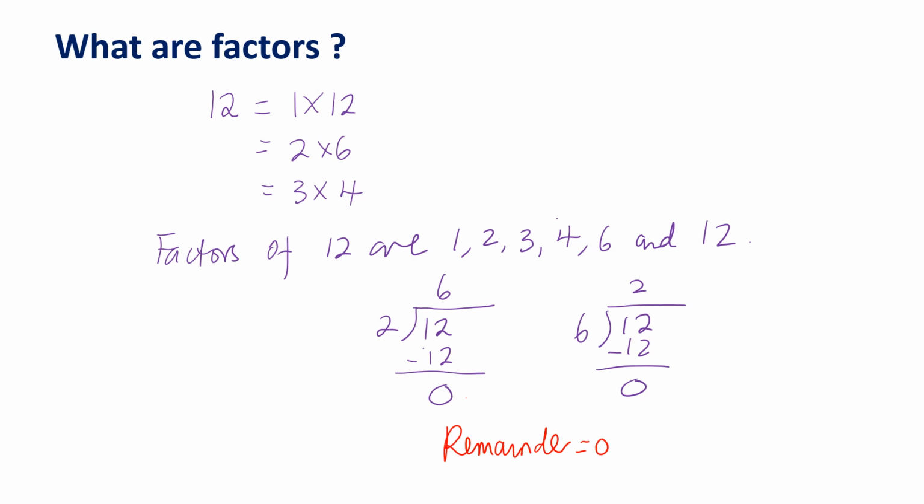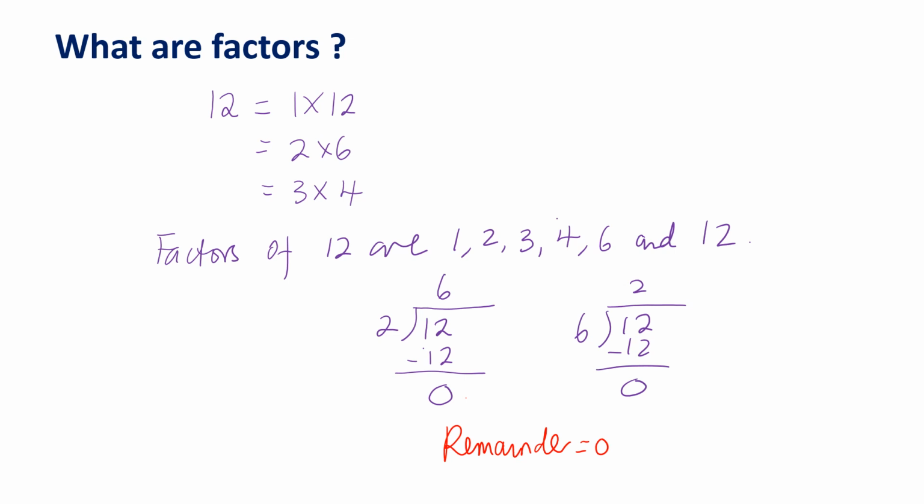In other words, 6 is a factor of 12, so 12 is exactly divisible by 6. Therefore, if 6 is a factor of 12, you will get remainder equal to 0. 12 is exactly divisible by 1, by 3, by 4, by 6, and by 12. So if something is a factor of something, then the thing divided by the factor will give you remainder equal to 0.